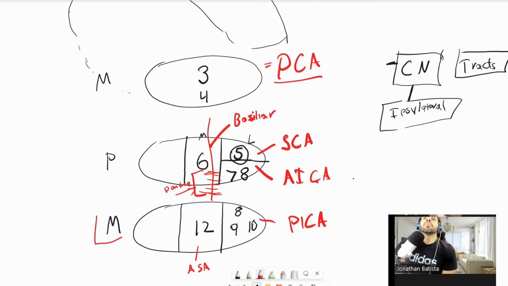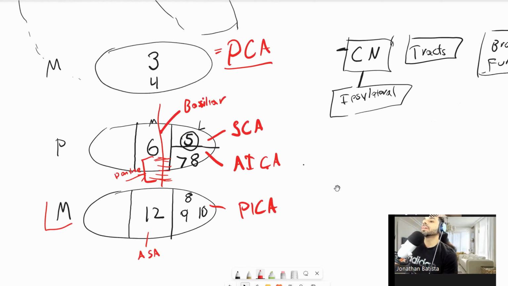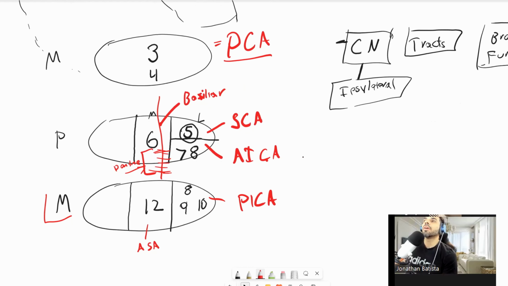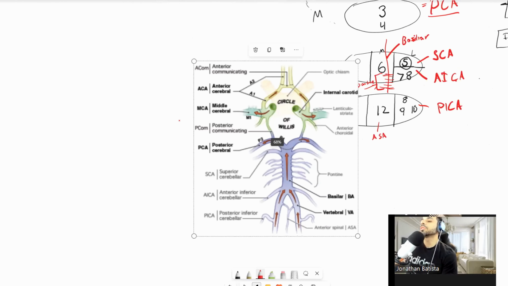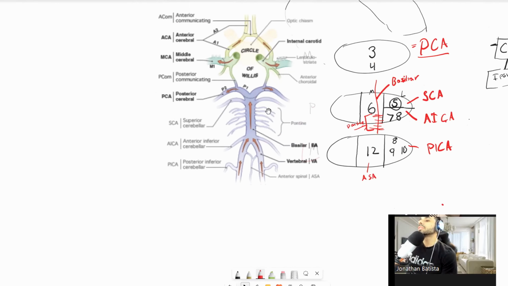Now, one thing I love about neurology is that everything needs to make sense. Everything will fall into place. So if you're looking at this and you're saying, hey, all these arteries are kind of hard to memorize and put them all together, I'm going to show you something right now. Take a look at the circle of Willis. If we put the circle of Willis right next to this, notice the sequence.